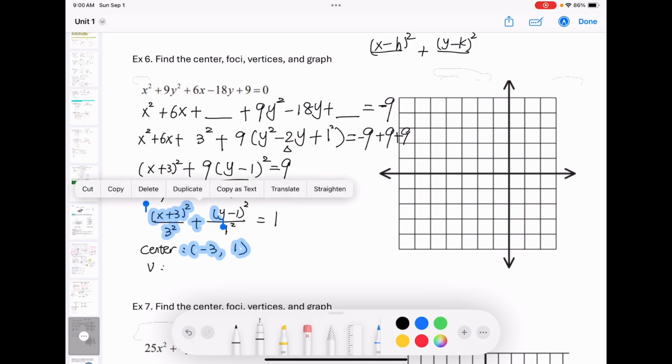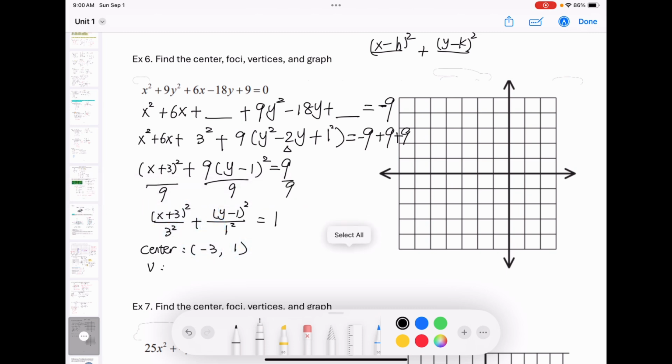And what is the vertex? The vertex is... Okay, let's make a sketch. This one, the ellipse, the major axis is the horizontal line because the a is under the x. And then we know this is my center. So we move to the right and to the left, a units. Then we can find our vertices. So what is the a? From here, I need more space.